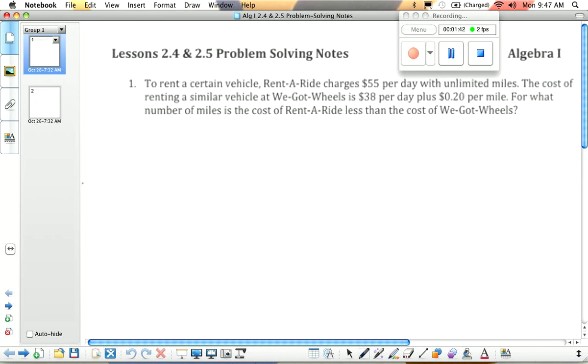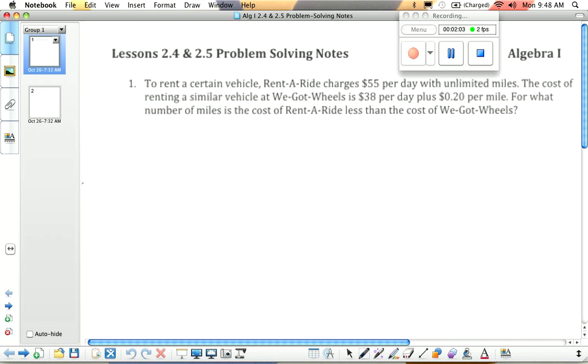How many miles you're going to use it for? Yeah, so if one of them has unlimited miles, in other words, they're not going to charge you anything, you can put 100 miles on it, you can put 1,000 miles on it, it doesn't matter. And the other one charges less to start with, but they charge so much per mile. So it's important that we know how many miles we're going to put on it to help make a decision which one we should go with.